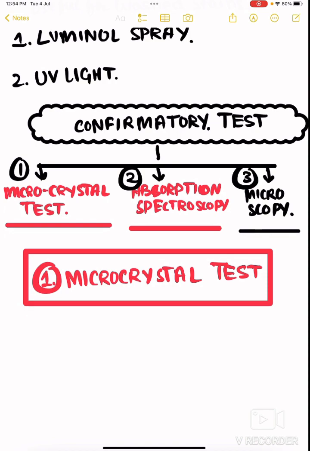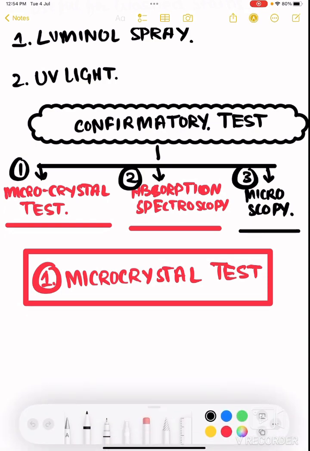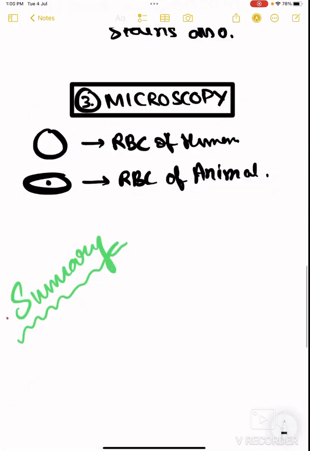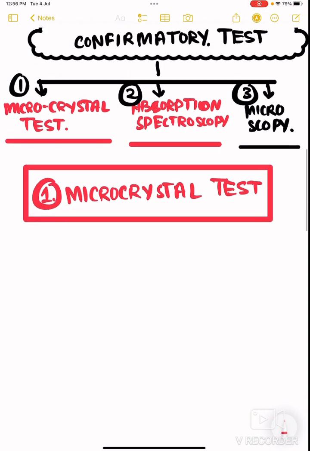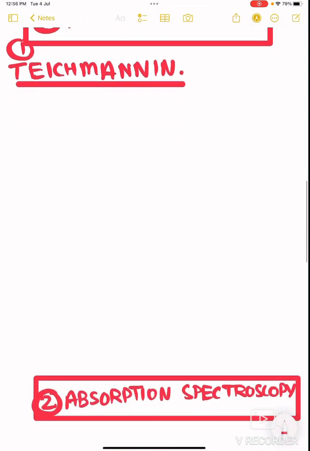Coming to the confirmatory test, there are three types of confirmatory test. First is the microcrystal test, second is absorption spectroscopy, and third is microscopy. Now coming to the microcrystal test. In the microcrystal test, there are two main types of test. First is Teichmann test, and the second one is Takayama's test, right?